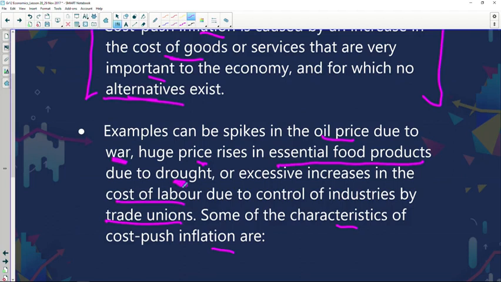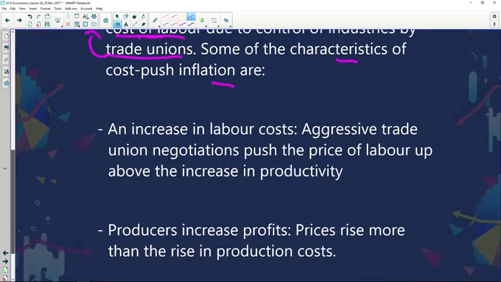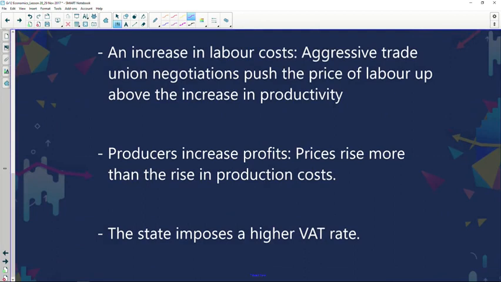And I know that in our country for the past couple of years, we have been dealing with this particular challenge, and also an excessive increase in the cost of labor due to control of the industries by trade unions, because the trade unions are now introducing things like the minimum wage. So other industries may find that to be quite expensive, and therefore they might decide that they are going to retrench some of their employees.